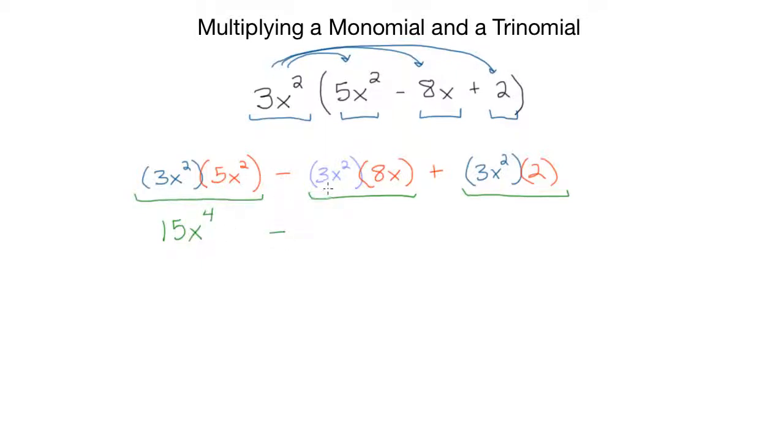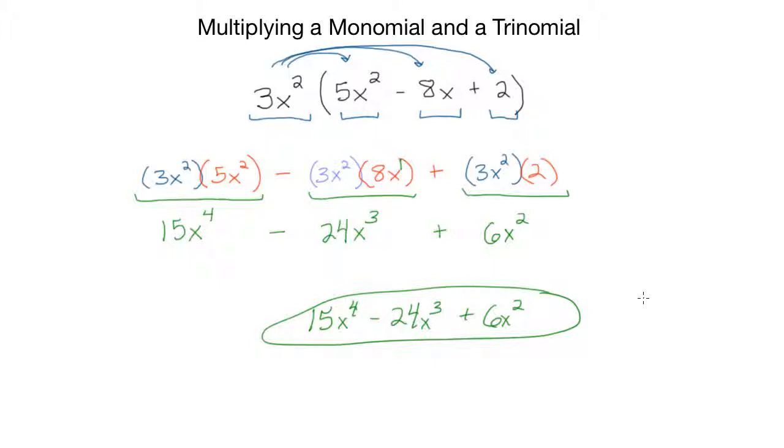Minus, now let's figure out 3x squared times 8x. 3 times 8 is going to be 24. And x squared multiplied by 1 more x is going to be x to the 3rd. And my final term, 3x squared times 2. 3 times 2 is 6. And I have x squared, but there are no other variables, so I just still have 6 times x squared. And there we go. There's my final polynomial. I'm going to rewrite it out here, closer together. So we have 15x to the 4th minus 24x to the 3rd plus 6x squared.